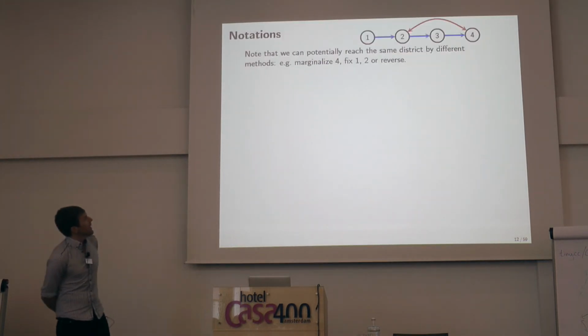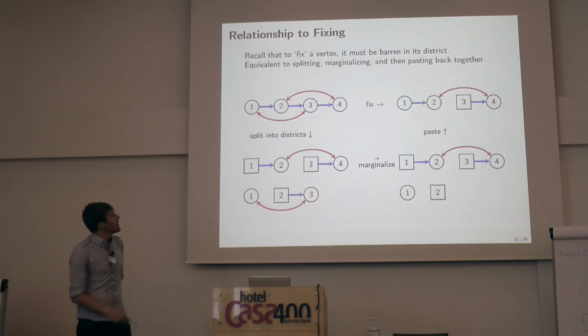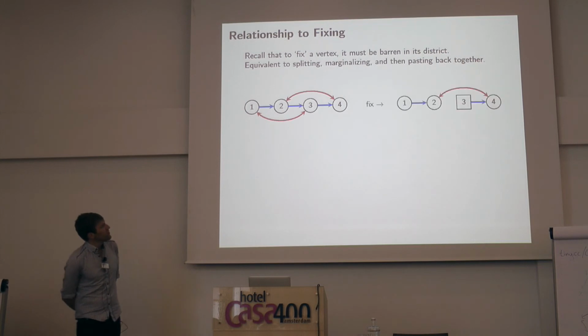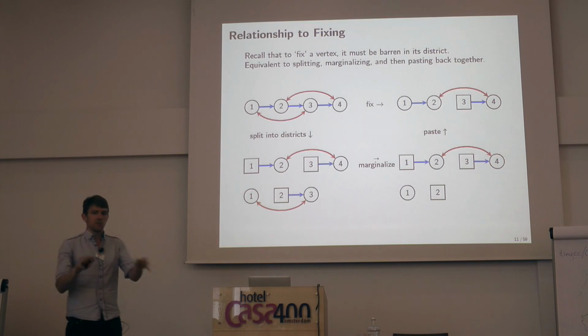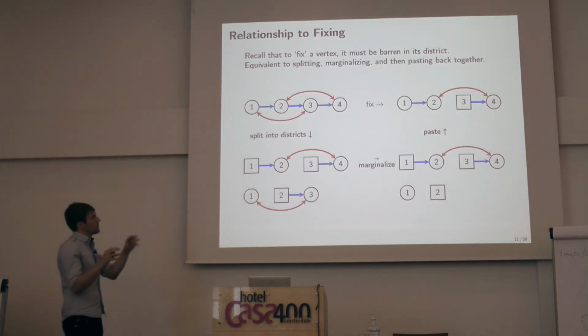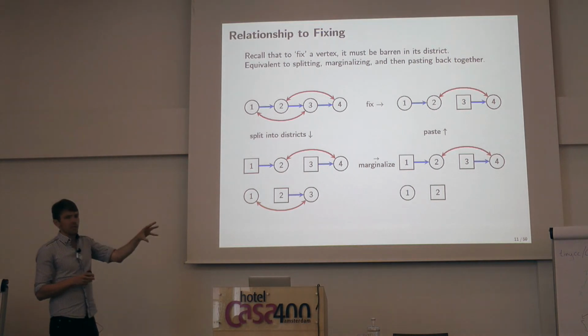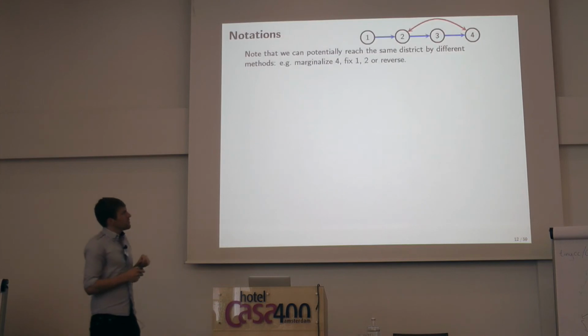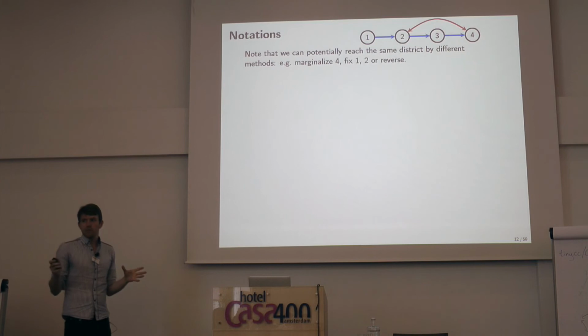Okay, so another question you might ask now is, well, there's a typo on the slide, but I could potentially reach the same graph by doing different sequences of fixings. Or in my case, by different sequences of taking districts and then marginalizing, and taking districts and marginalizing. So how do you know that you get the same distribution each time you do that? And if you don't, that's a pretty big problem.